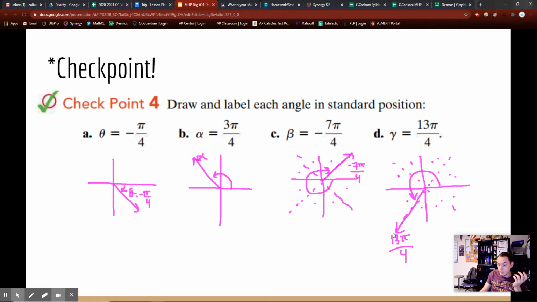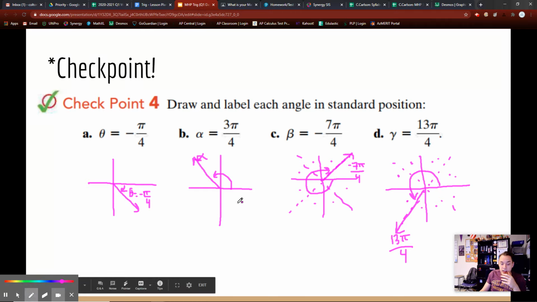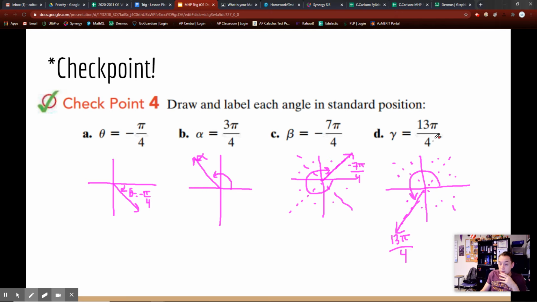Okay. 13. Now, for those of you who are really good at fractions, usually I don't explain it this way because students get really confused. But for those of you who are solid at fractions, how many times does 4 go into 13? It goes in three times, which means you will have to go around technically twice. This is not technically the right angle. So technically it's this. Actually, let me erase this.